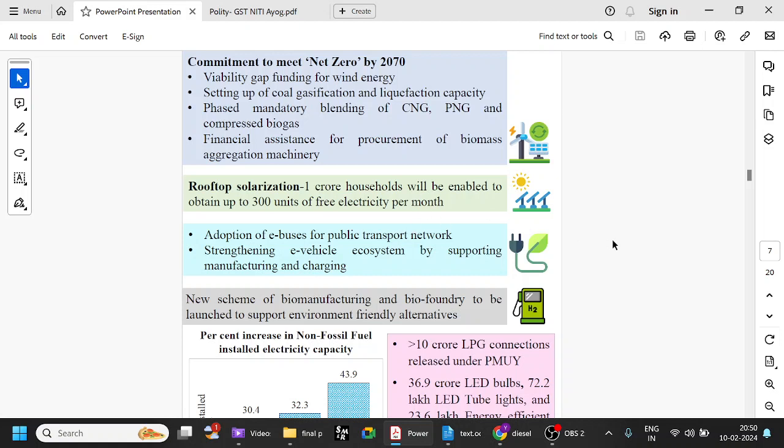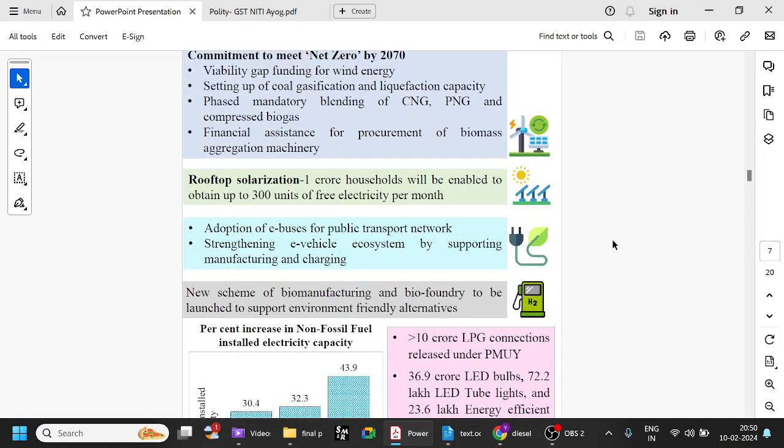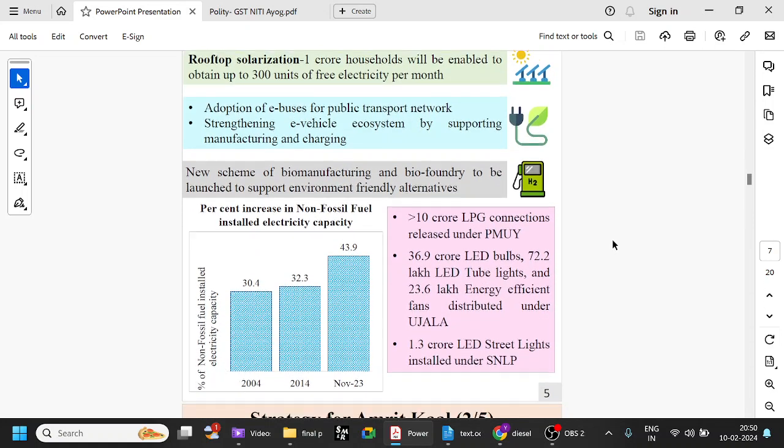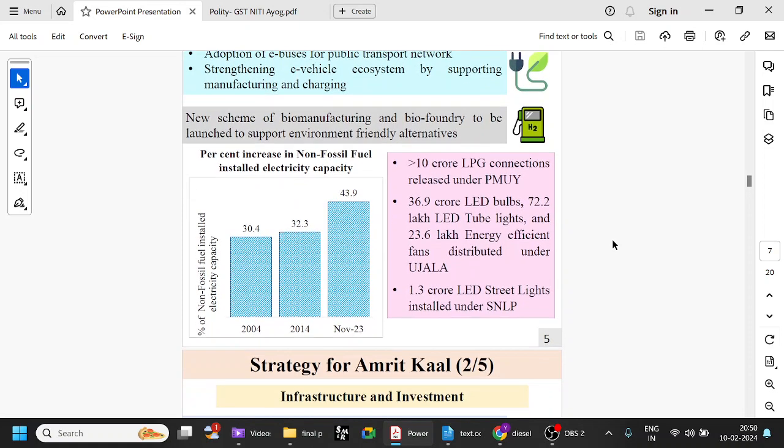Adoption of e-buses for public transport, strengthening the e-vehicle ecosystem. So all these things are there. And biomanufacturing and biofoundry to be launched to support environment-friendly alternatives. So all those are generalized statements, nothing much to remember there.